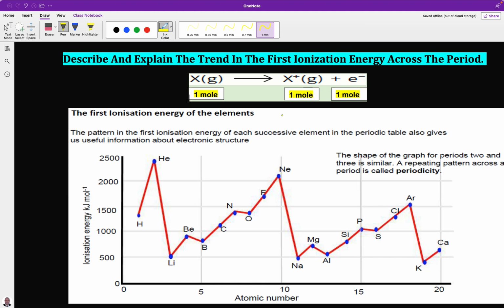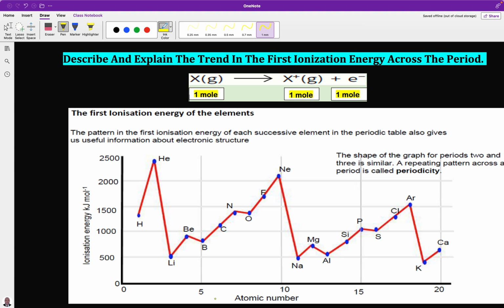Back to the property. If you look at the first ionization energy of the first 20 elements, the ionization energy is a property that has been plotted against the atomic numbers. You will see that from hydrogen to helium, this is period 1. From lithium at the bottom here to neon, that is period 2. From sodium to argon, that is period 3. Then from potassium to calcium, that is period 4. That is the consistency in the pattern.